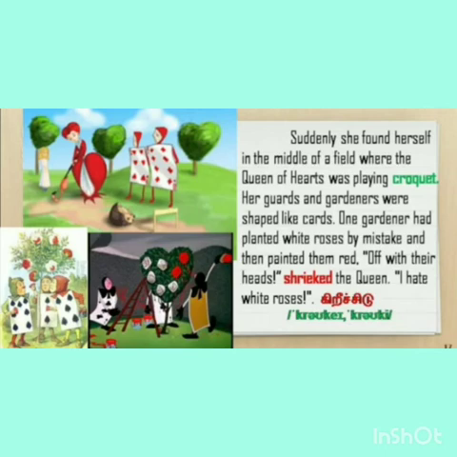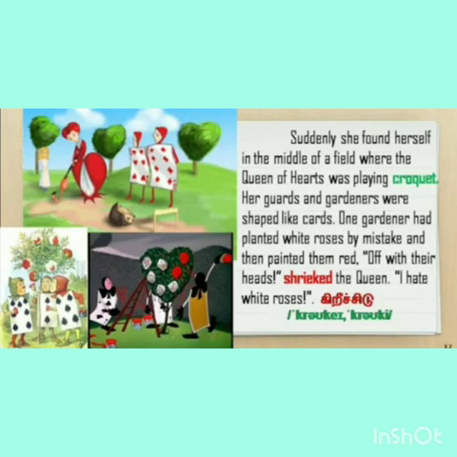One gardener had planted white roses by mistake and they painted them red. So what the gardener was doing: planted white roses by mistake and then painted them red. They had planted the roses in white color, and again they are painting the white roses red.